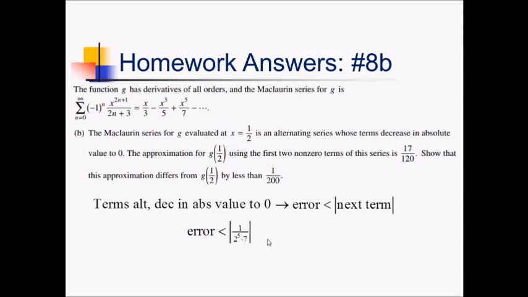Well, this was a no calculator question, so let's see if we can estimate this. This is really 1 over 32 times 7. What's 32 times 7? Well, 30 times 7 would be 210. 2 times 7 is 14. So this is going to be 1 over 224. Now, since 1 over 224 has a larger denominator than 1 over 200, clearly this is a smaller fraction than 1 over 200. And since we've shown using this error bound that we have a number less than what they wanted, that proves what they were asking us to prove.